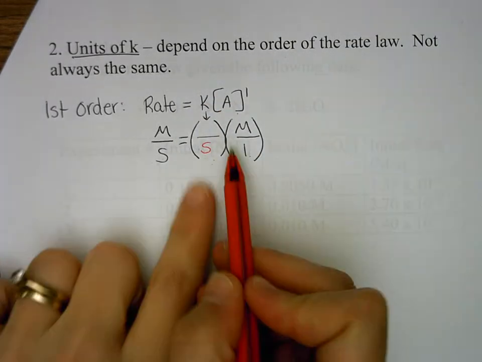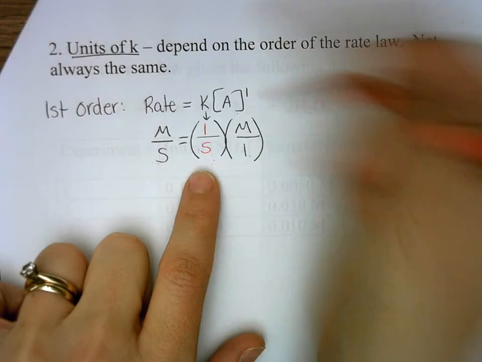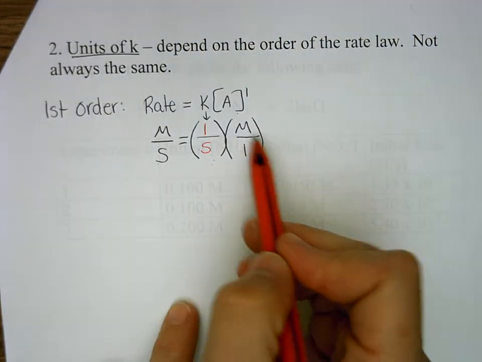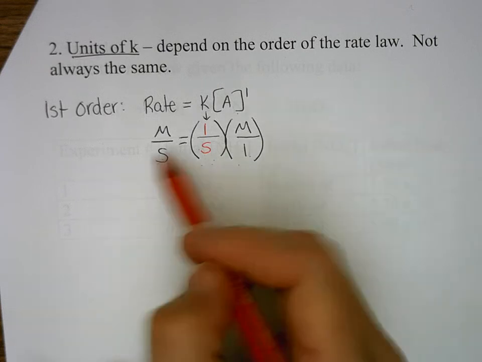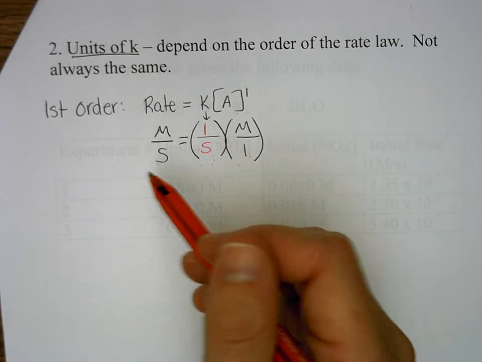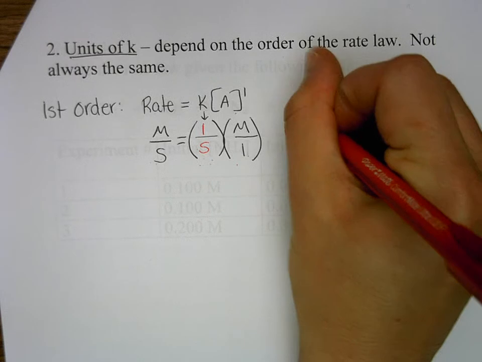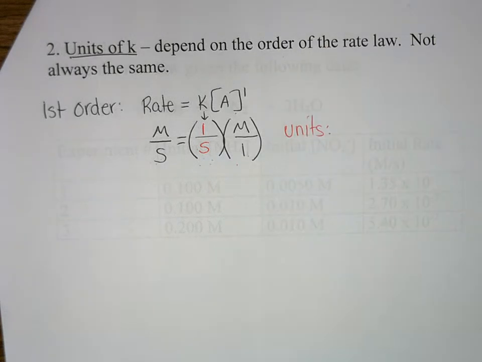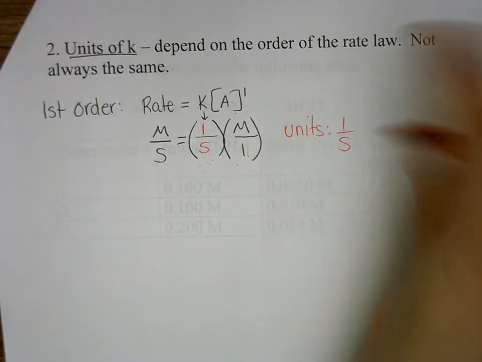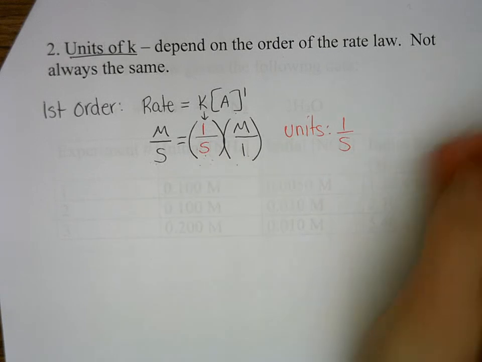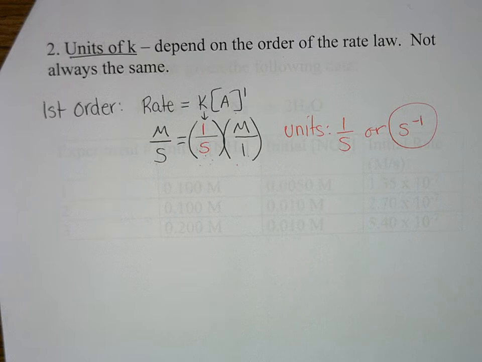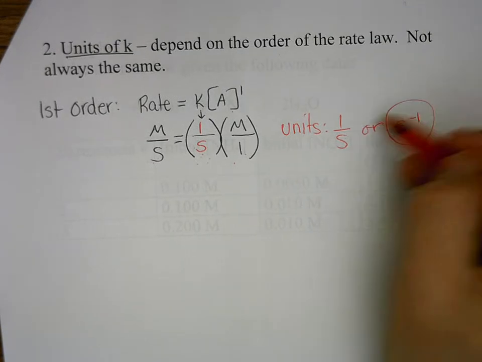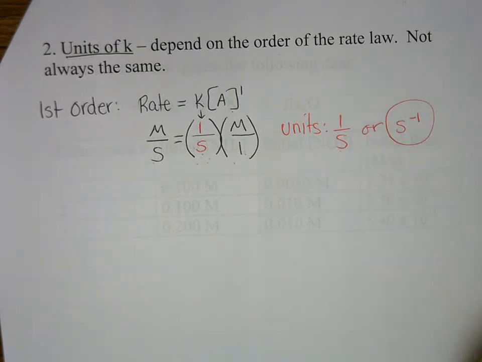So if I multiply, and I can just put a 1 right here, if I multiply these units together, I get molarity times 1, that's molarity, over seconds times 1, that's seconds. So I end up with molarity over seconds. So my units for K in a first order reaction is 1 over seconds, or this way. They like it this way, okay? So just take whatever's on the bottom of the fraction and put a little -1 on the top. That means it's like the inverse of that.